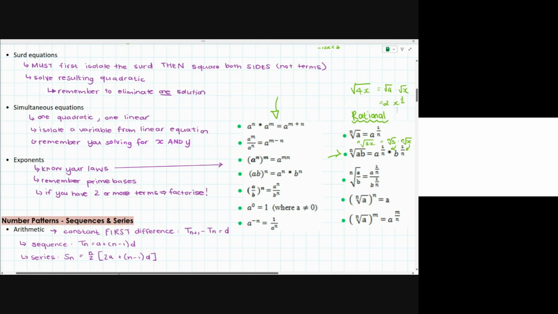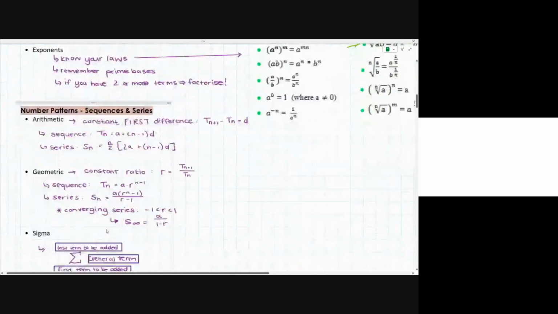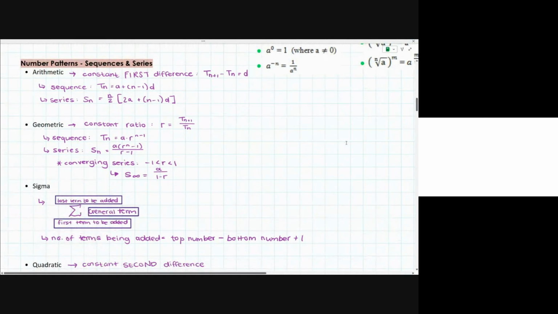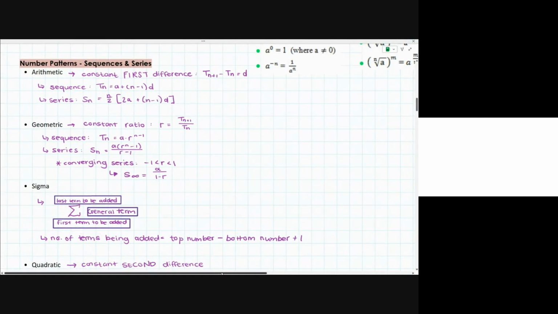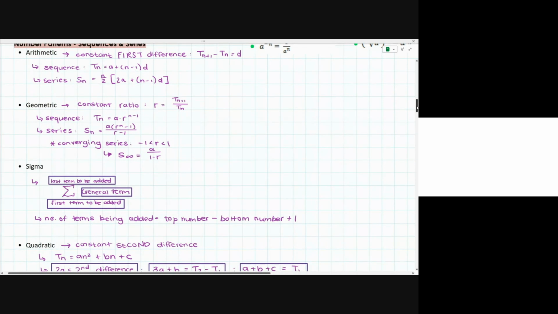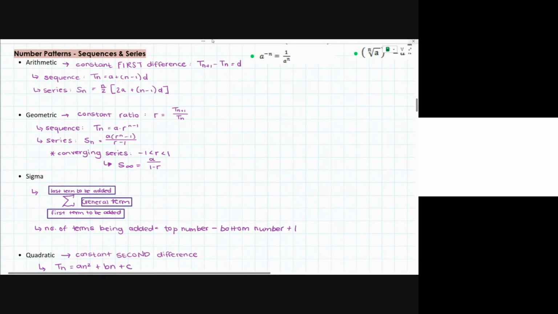Alrighty, guys. If we get into the number patterns, number sequences and series, whatever you want to call it, we have got 3 types of sequences that we work with. I've listed the first 2, arithmetic, geometric, and then quadratic. So arithmetic, there's a constant first difference. Being able to identify your patterns is very important. So a constant first difference for arithmetic.